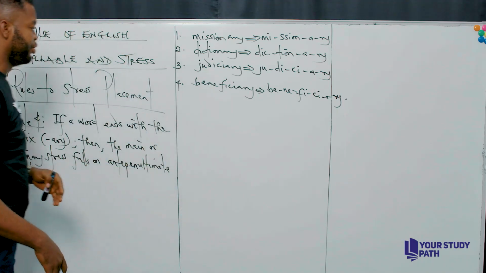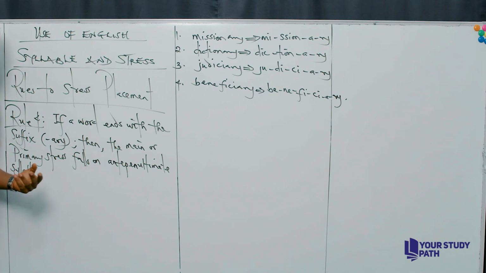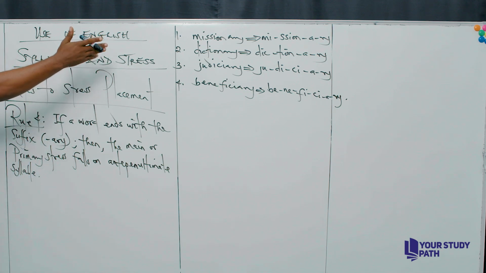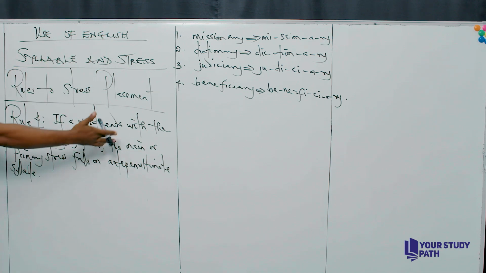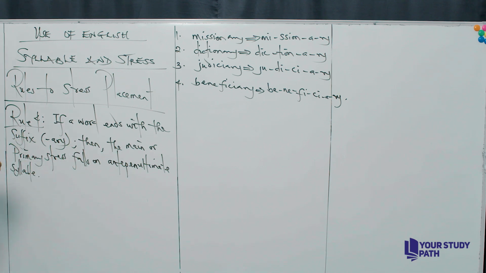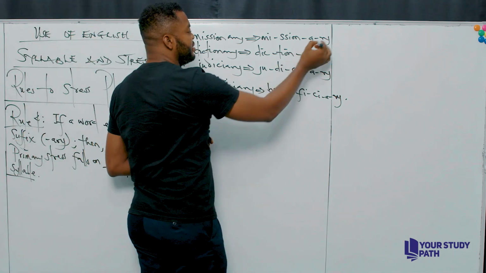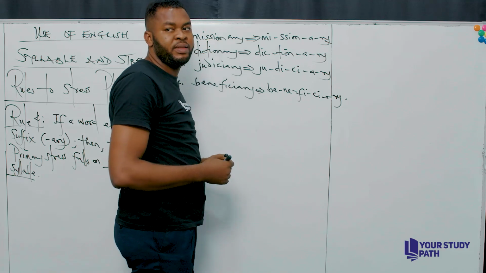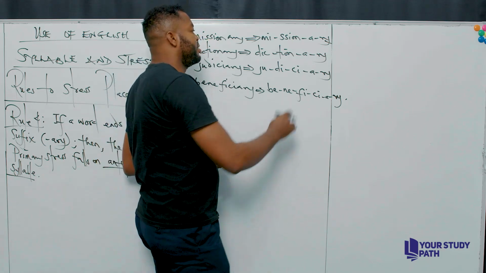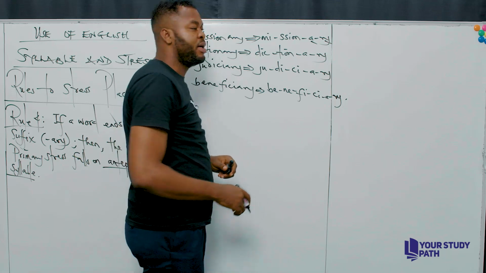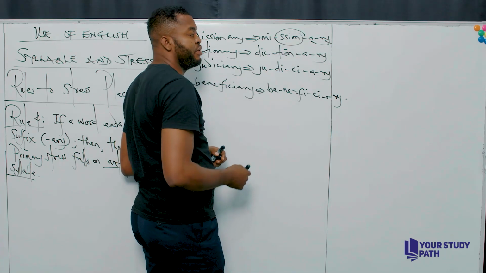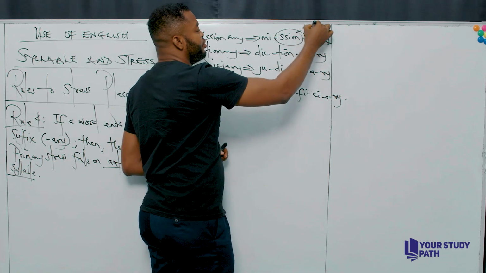Now, the next thing for you to do is, I need you to place a stress based on the rule. So if a word ends with the suffix ary, just as you can see from the board, then the main or primary stress falls on the antepenultimate syllable, that's third to the last syllable. Now take an instance. This is the last syllable, which is the ultimate. This is the penultimate syllable.